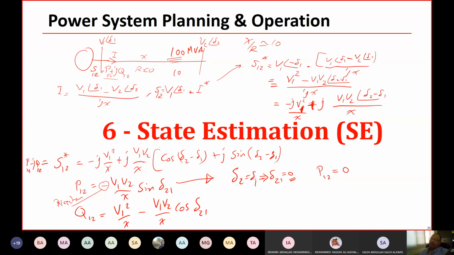Is it clear? Yes. Okay. Doctor, regarding the last point, Q12, how does it become 0 if delta equals 0? Cosine 0 equals what? 1. And V1 is approximately equal to V2. We said V1 is approximately equal to V2. In a power system, usually the voltage is at almost the rated. Okay, got it.